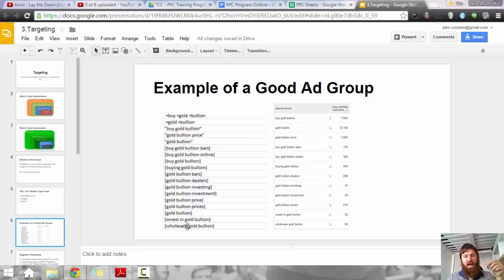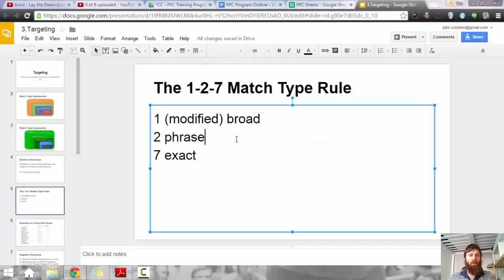And then I have a bunch of exact match, which have lesser volumes. Notice these are not as popular terms, but I'm still capturing them by having them in exact match. But I still have those same terms, such as gold bullion, in modified broad, phrase, and exact match, because it's that important. That's our root keyword. Unmodified, 2 phrase around the root, etc.